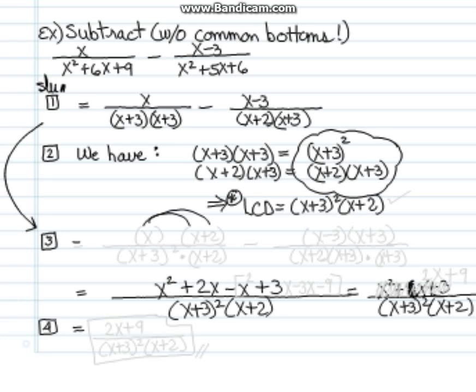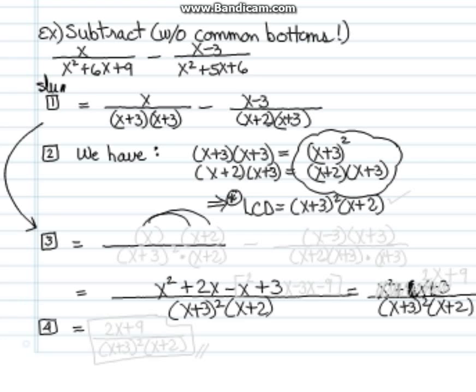times x plus 2 to the first power, because that's the highest power available. Okay, so let's bring down what we have in step 1, and let's rewrite our fractions so they all have the LCD on the bottom. The LCD we see is x plus 3 to the second power times x plus 2.